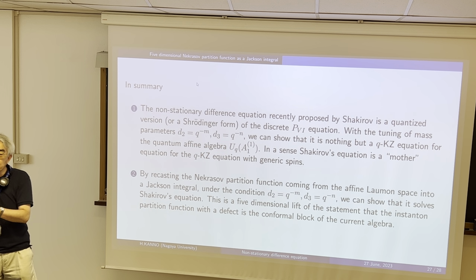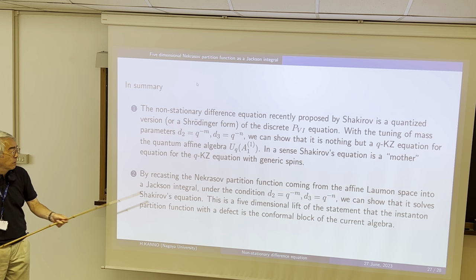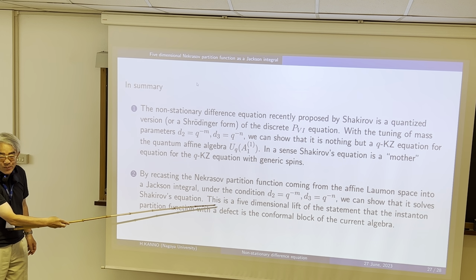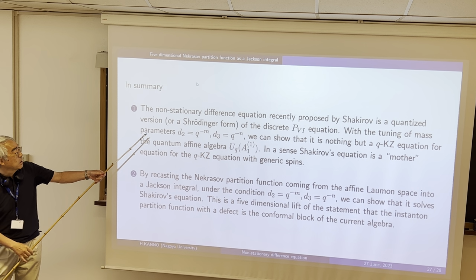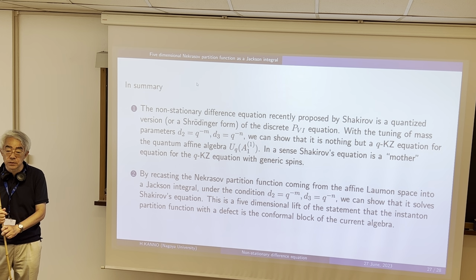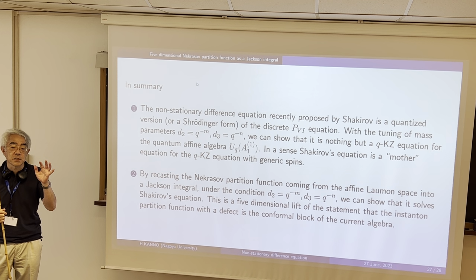Is it exactly similar to what Nekrasov claims about the four-dimensional situation? That's also KZ with some complex surface. This is the last statement. So in a sense, this is a five-dimensional lift of the statement that the instanton partition function with a defect is a conformal block of the current algebra. And as you emphasize, this current algebra is for generic spin, not necessarily integrable highest weight spin. So we think this statement is a five-dimensional lift of the so-called AGT relation for the current block.